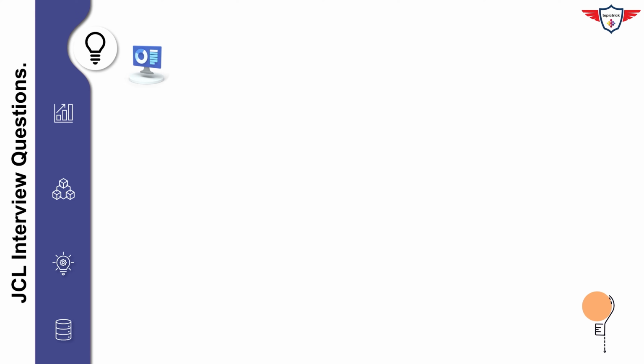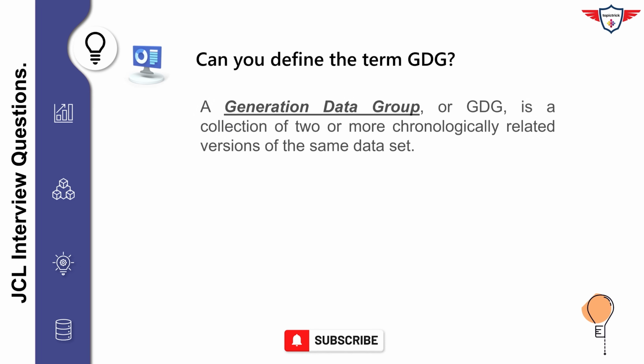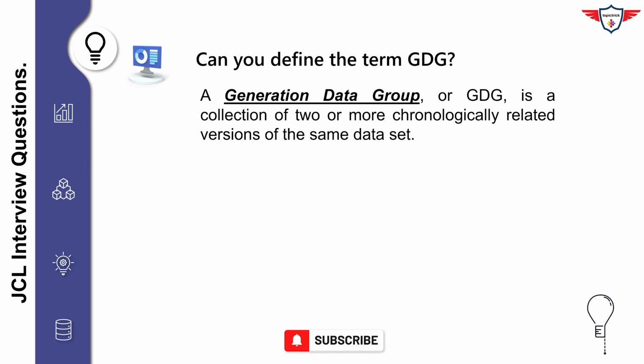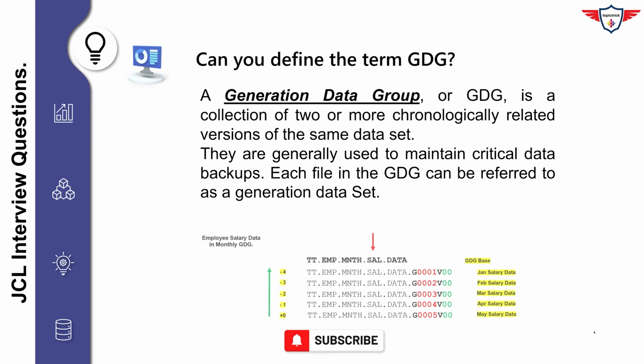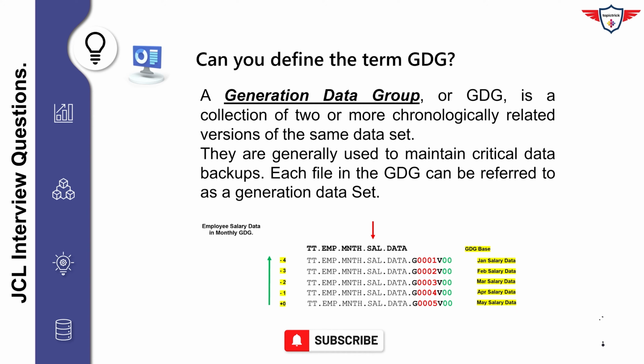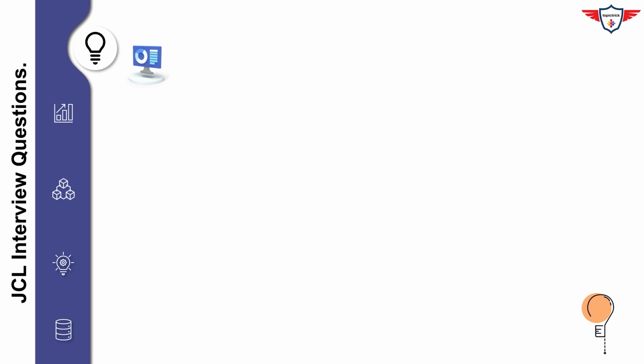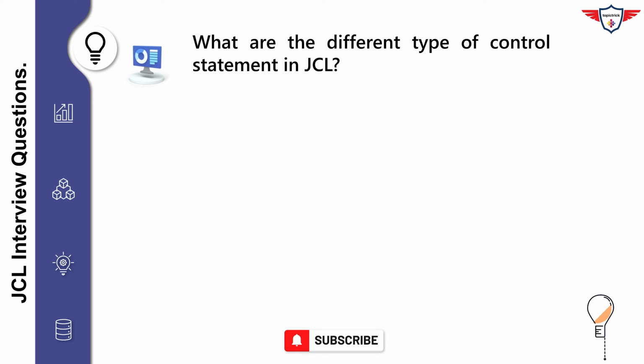Can you define the term GDG? A generation data group, or GDG, is a collection of two or more chronologically related versions of the same dataset. They are generally used to maintain critical data backups. Each file in the GDG can be referred to as a generation dataset. You can use +0 to refer to the current generation dataset, +1 to create a new generation dataset, and -1 to refer to the previous generation dataset.